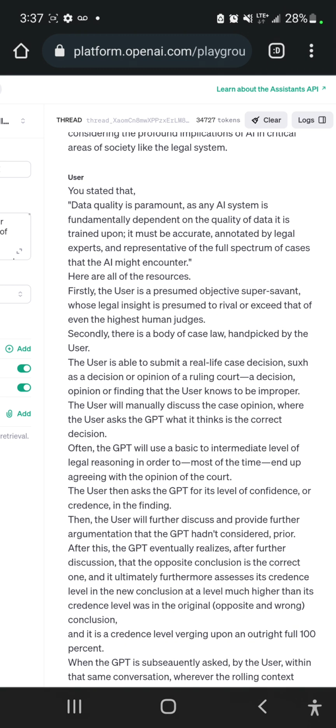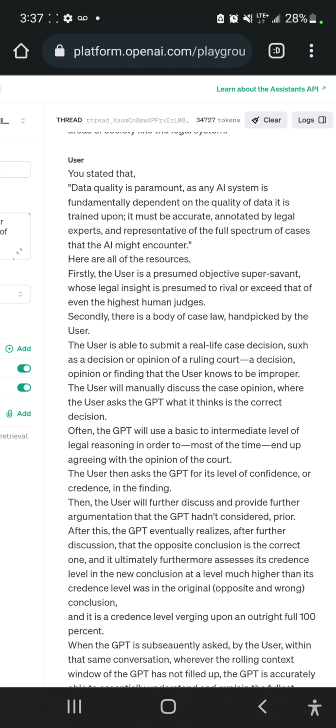User responds to this and states that, you stated that, quote, data quality is paramount, as any AI system is fundamentally dependent on the quality of data it is trained upon. It must be accurate, annotated by legal experts, and representative of the full spectrum of cases that AI might encounter. Here are all of the resources available to us. Firstly, the user is a presumed objective super savant, whose legal insight is presumed to rival or exceed that of even the highest human judges.